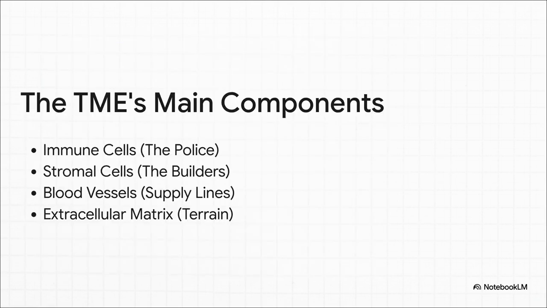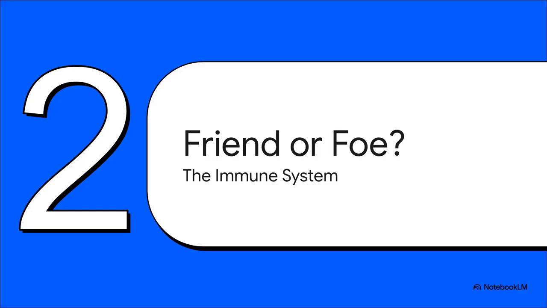To really wrap our heads around this, let's use an analogy. Think of the tumor as the head of a criminal organization, staging a hostile takeover of a city block. To do this, it needs to corrupt the key municipal departments. First, it goes after the immune cells. That's the city's police force. Then it needs to build, so it corrupts the stromal cells, the construction crew. Of course, no operation can run without logistics, so it hijacks the blood vessels, turning them into private supply lines. And finally, it reshapes the very ground it stands on, the extracellular matrix, the physical terrain and infrastructure of the tissue itself.